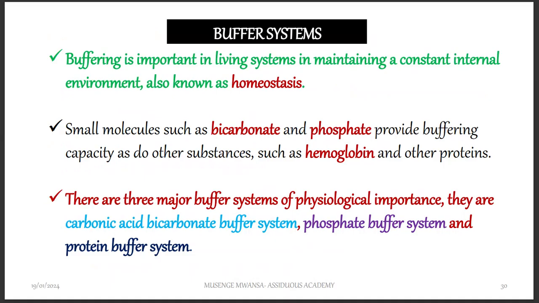So talking about these buffer systems, buffering is an important concept when we are talking about living systems in maintaining a constant internal environment, and that is known as homeostasis. Small molecules like bicarbonates and phosphates will provide buffering capacity. Same with other substances like hemoglobin and other proteins. The major buffer systems that we'll be talking about are the carbonic acid bicarbonate buffer system, the phosphate buffer system, and the protein buffer system. Just these three.